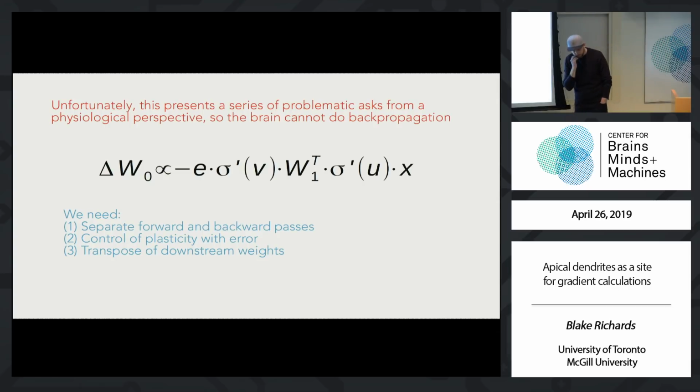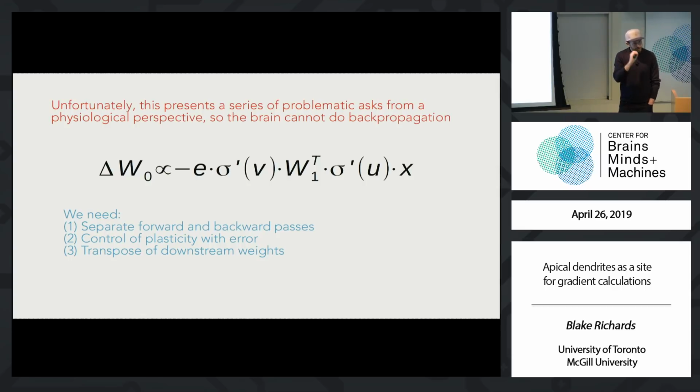So because of all these reasons, the idea that the brain does backpropagation is a non-starter. We know the brain doesn't do backpropagation. And I want to say that really clearly because I get a lot of people asking me, do you really think the brain does backpropagation? No, I don't think the brain does backpropagation.